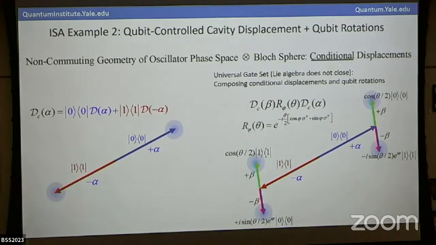Tomorrow I will talk about how to construct the phase-space lattice of the GKP error correction code using precisely this gate set.